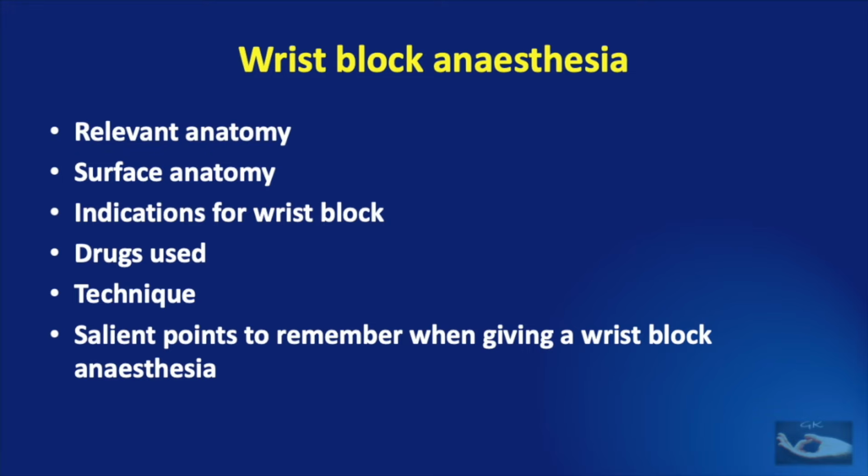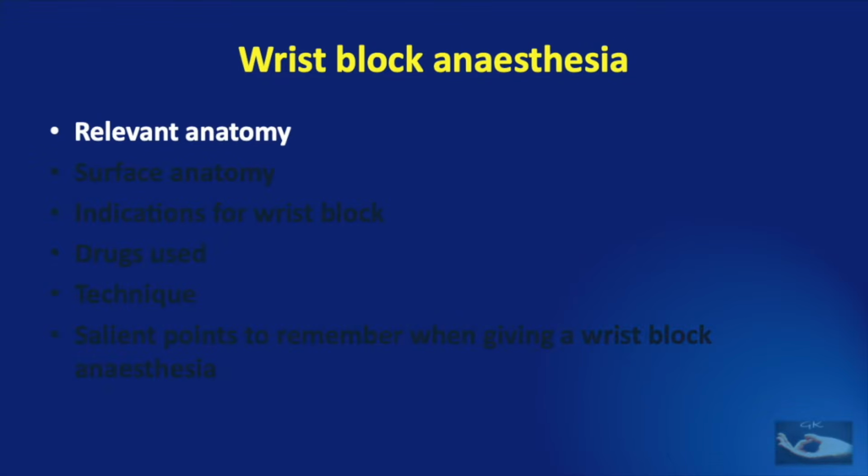We shall learn about the wrist block anesthesia under the following headings: relevant anatomy, the surface anatomy, indications for wrist block, the drugs that we are going to use, the actual technique of giving the block, and salient points to remember when giving a wrist block. Since wrist block involves blocking the sensory nerves of the hand, we shall see the relevant anatomy.